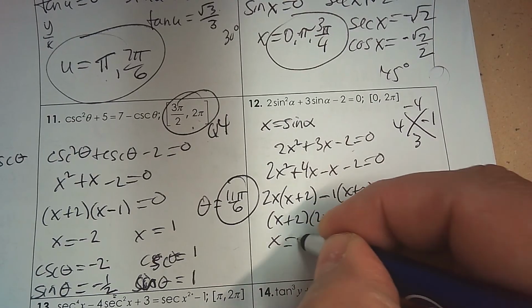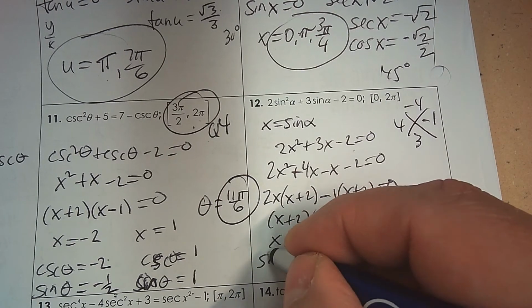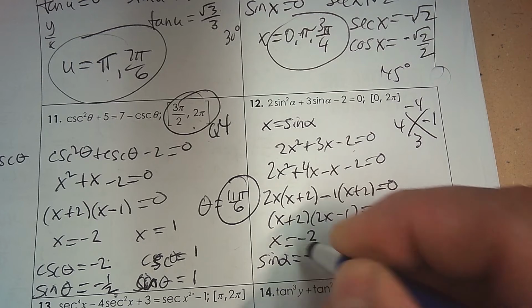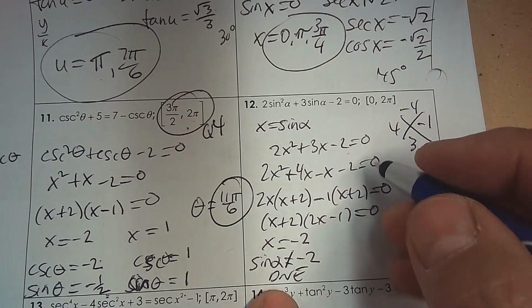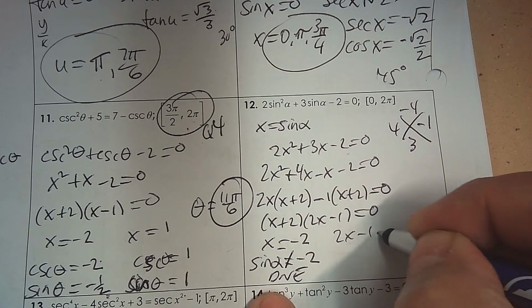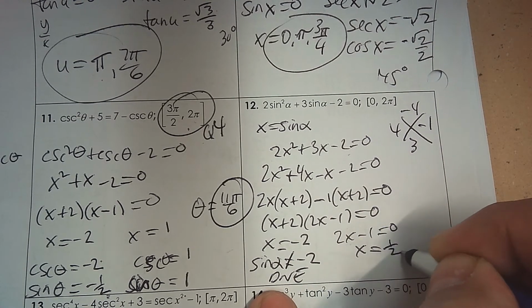So x would equal negative 2. So one answer is sine alpha equals negative 2. Now that's not possible because it's beyond my restriction. The next one is 2x minus 1. So when I solve for x, I get positive 1 divided by 2.